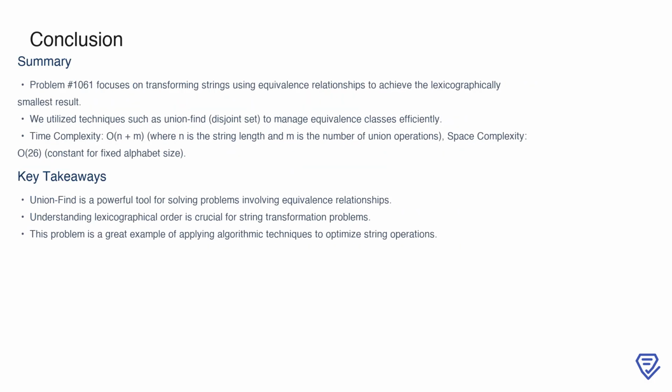Thank you for following along as we solved problem number 1061, lexicographically smallest equivalent string. In summary, we applied union find to manage equivalence relationships and transform strings efficiently. Key takeaways include the importance of union find for equivalence problems and understanding lexicographical ordering.